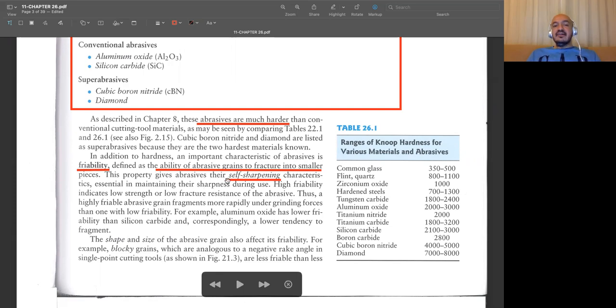With the help of it, the dull edges, the dull parts, are broken, and we will have new edges, new grains inside, so that we can continue the abrasive machining operation. So if I say, for instance, a specific grinding wheel has high friability, that means it has low strength, low fracture resistance of the abrasives, so it can easily resharpen itself. You don't need to remove the grinding wheel, sharpen it, and then reinstall it again. It resharpens itself easily since it has high friability.